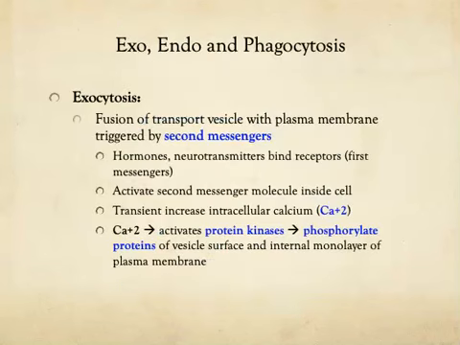Exocytosis is not a complex process on its face, although there are some additional players involved. The fusion of the vesicle, for example, with that plasma membrane is triggered by an event. And that event is brought about by what are called second messengers. Now, when we use this terminology in cell biology, we're talking about cascades of signaling that happen within cells.